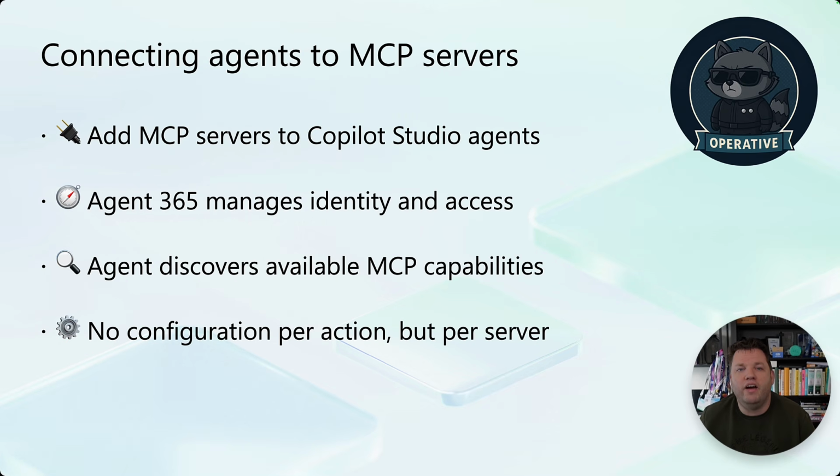At this point, our agents mostly lived inside of Copilot Studio with built-in capabilities. With MCP, we can now connect an agent to external systems in a standardized way. An MCP server represents a system that exposes tools or data. We attach that server to the agent, and Agent 365 acts as the control plane, handling identity, access, and lifecycle. Once connected, the agent can discover what the server offers without hard-coding APIs or building one-off connections per system.